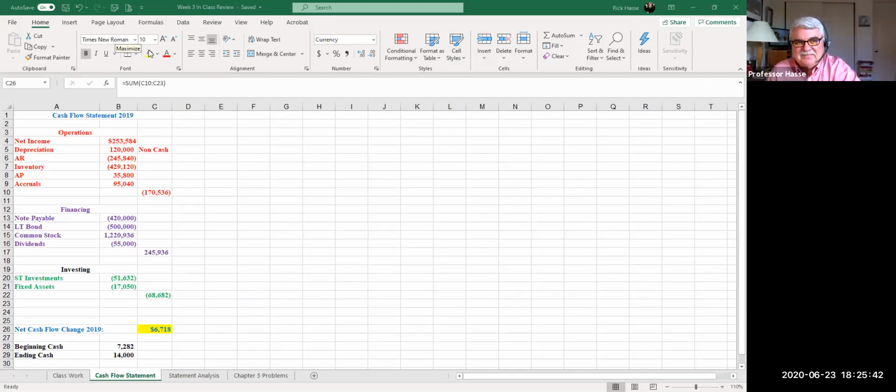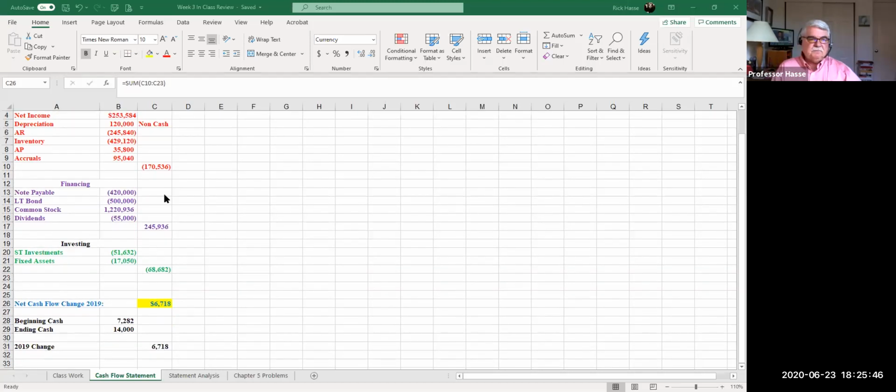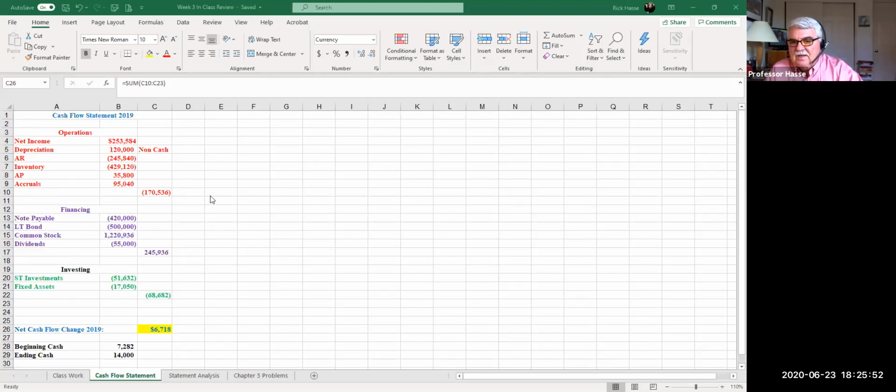Okay, so back to this. The cash flow statement is telling us where our cash came from. As finance people, that's very important because we're trying to maximize the value of the company. And then we're also going to be determining what to do with this information going forward.